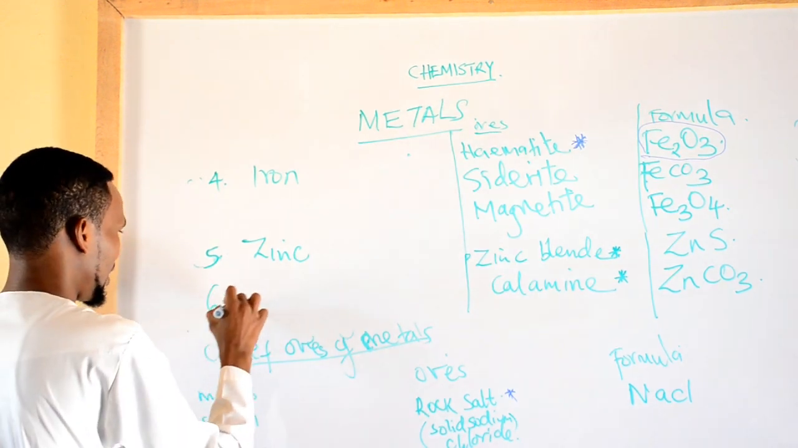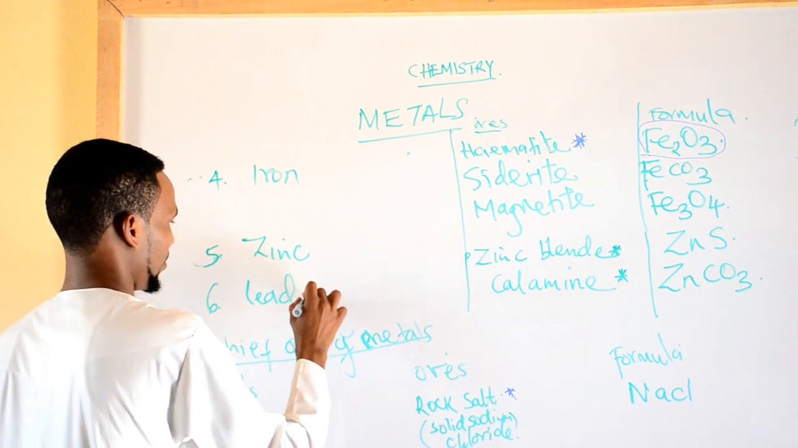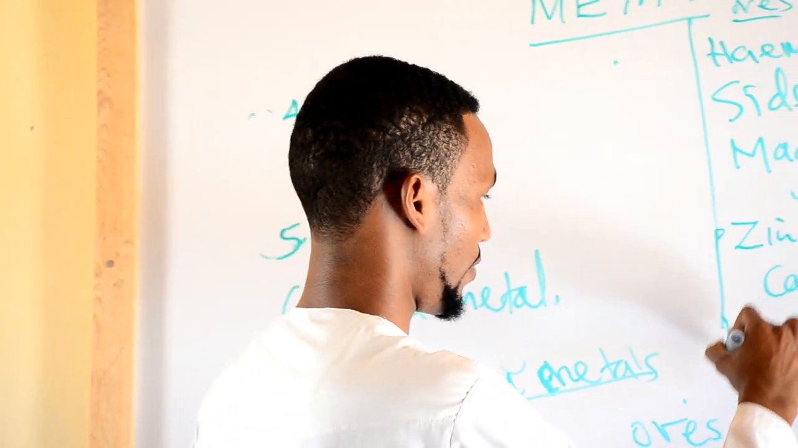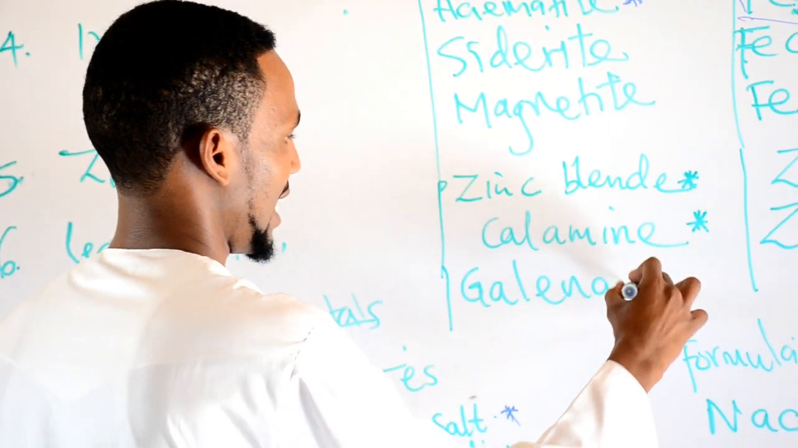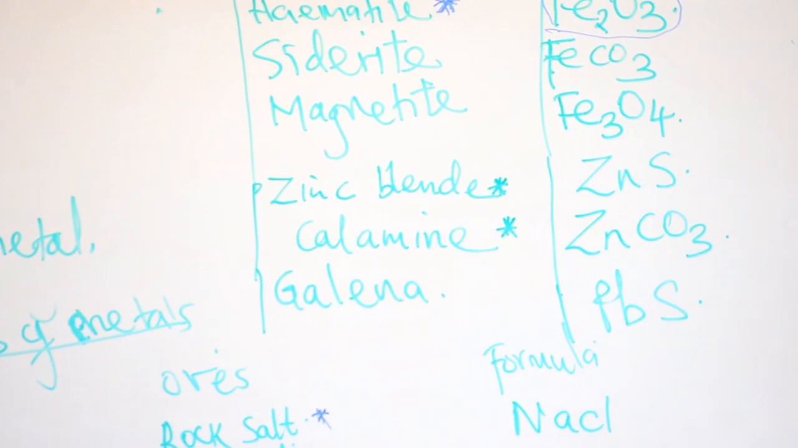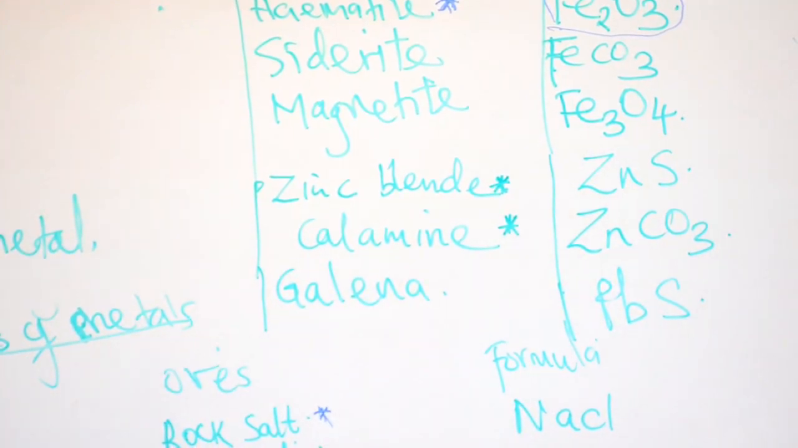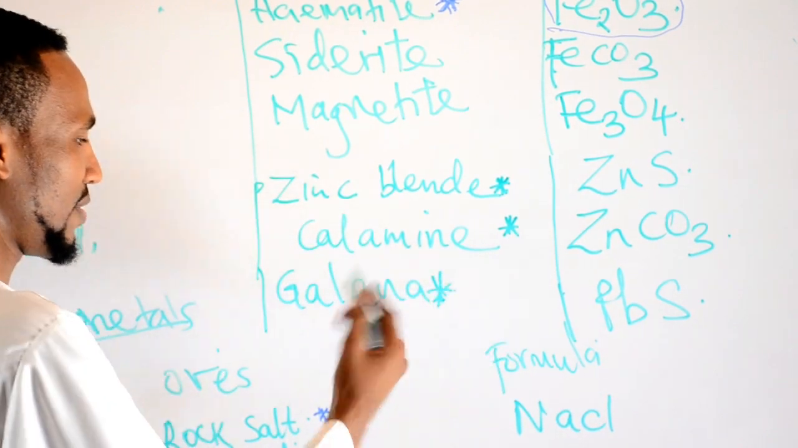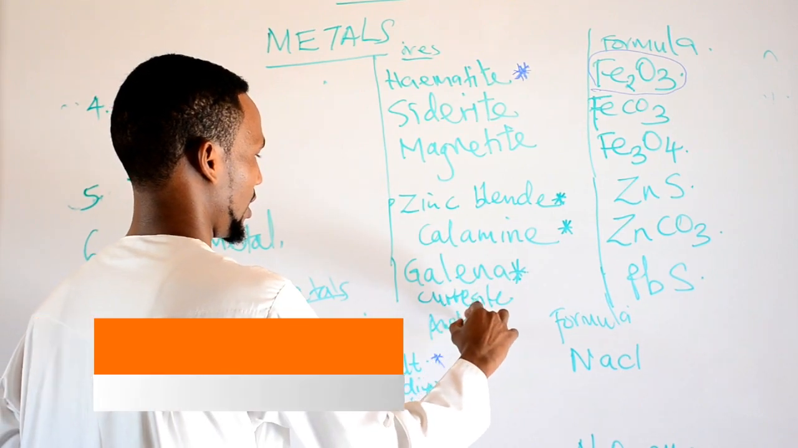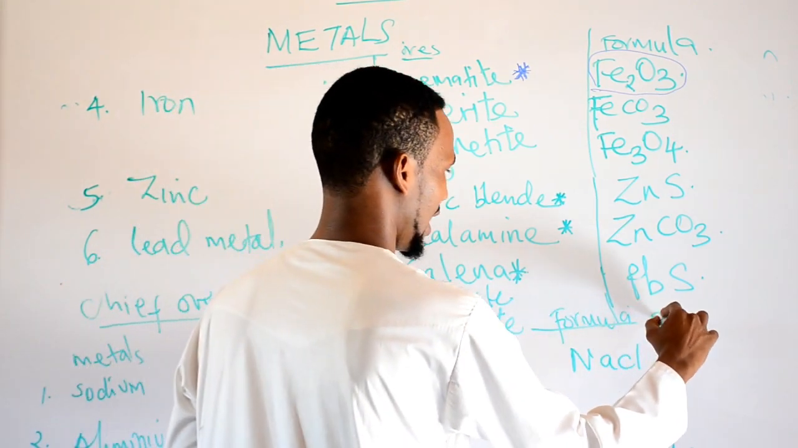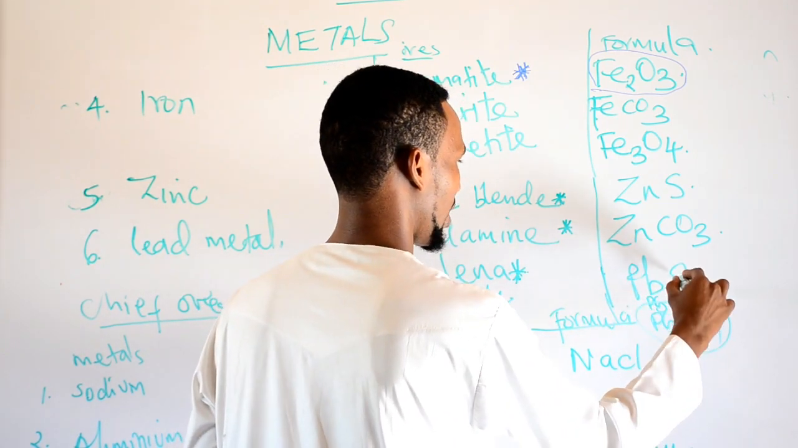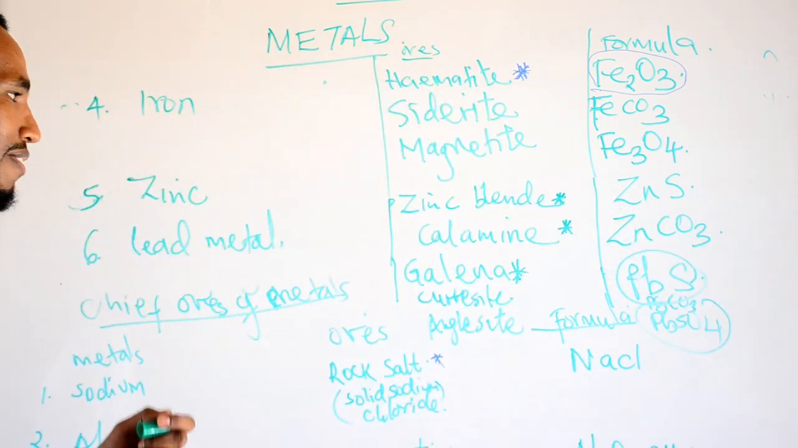Then the last one is something called lead metal. Here, the chief ore is called galena. And galena is just the same as lead sulfide. We have got others, but the most important one that we shall be considering here is galena. We have something called cerussite and something called anglesite. Anglesite means lead sulfate. Cerussite means lead carbonate. But what we shall be considering is the lead sulfide.